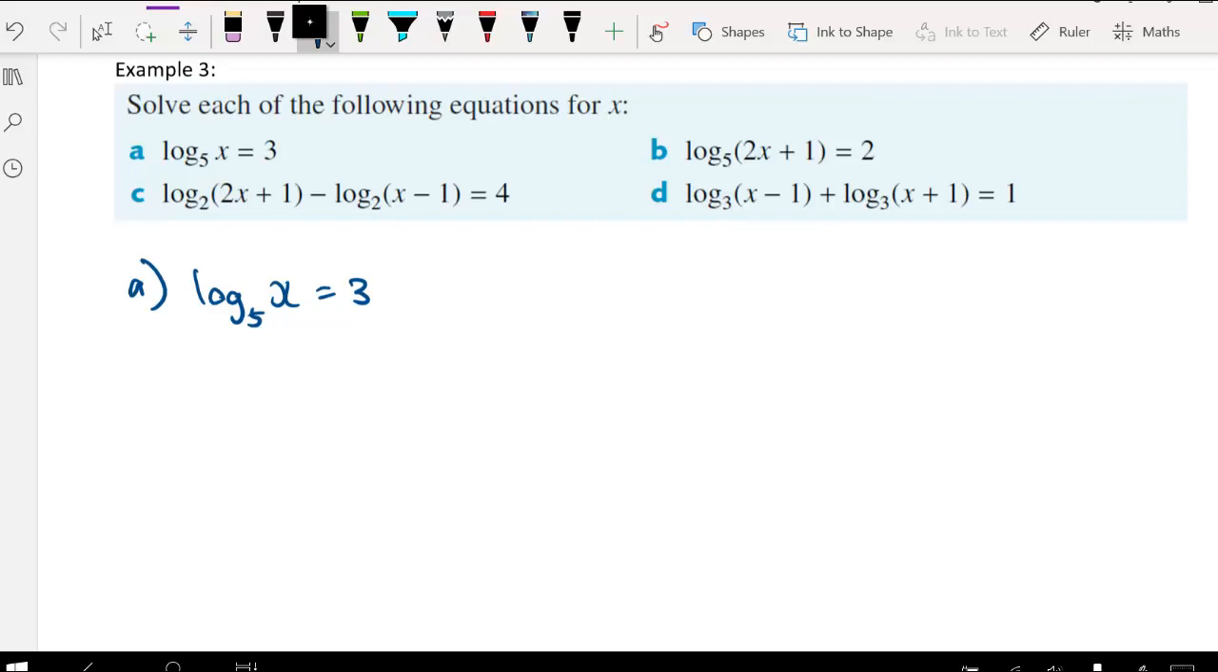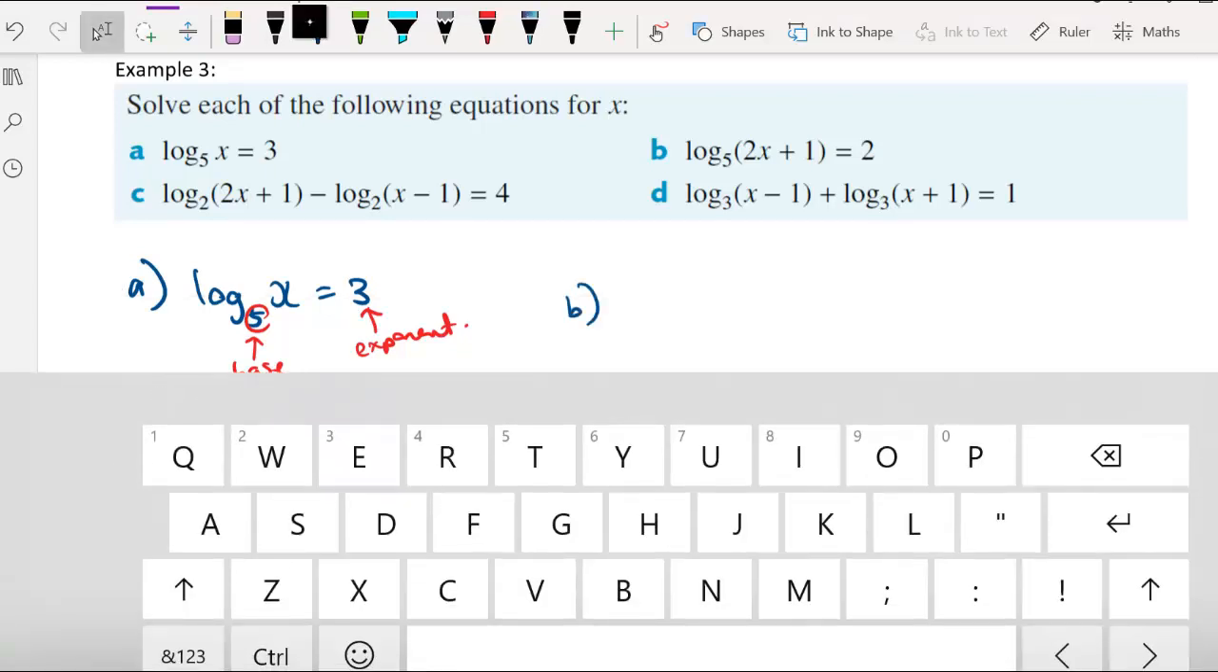What we're going to have to do is write this in exponential form. So at the moment, the base is 5. So recall that this is our base, and the exponent will be isolated. So what we can say is that x is equal to 5 to the power of 3. And so therefore it's nice and simple now. X is equal to 125.